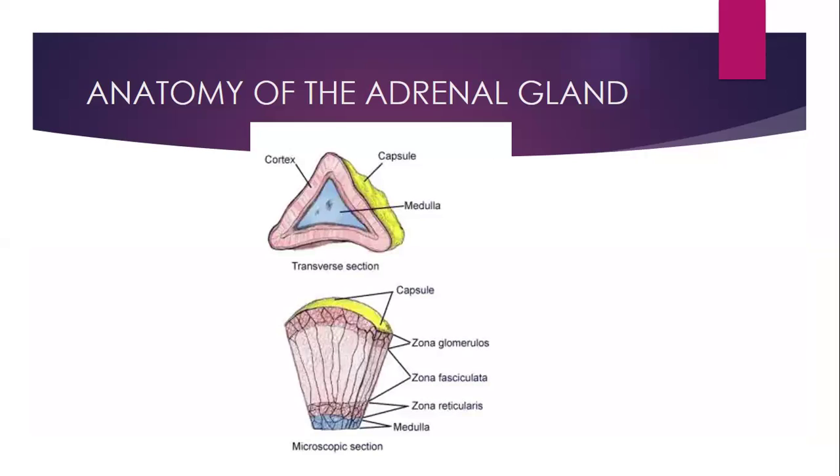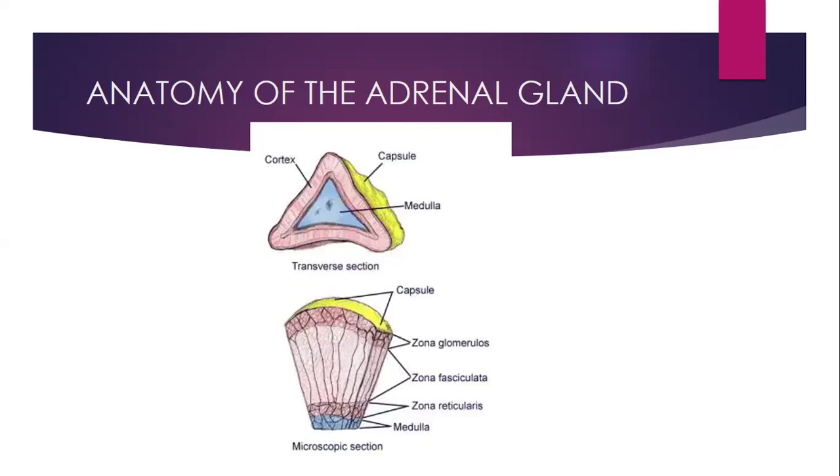So we see that the adrenal gland is made up of two important parts. We have the cortex and the medulla. The medulla is usually chiefly composed of chromaffin cells which produce catecholamines, i.e. epinephrines and norepinephrines, while the cortex is usually made up of three layers: the zona fasciculata, the zona reticularis, and the zona glomerulosa, which are important for production of different cortical hormones.